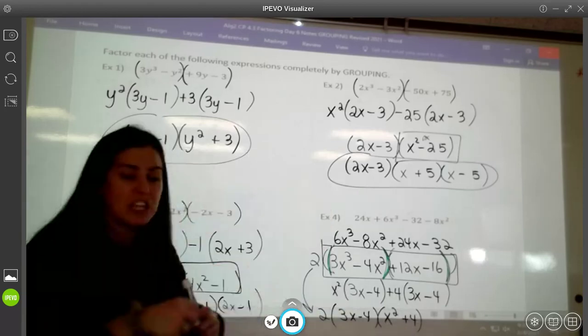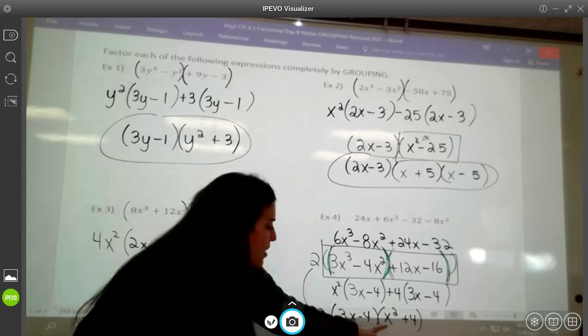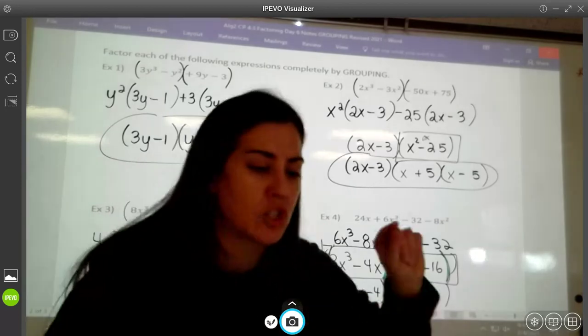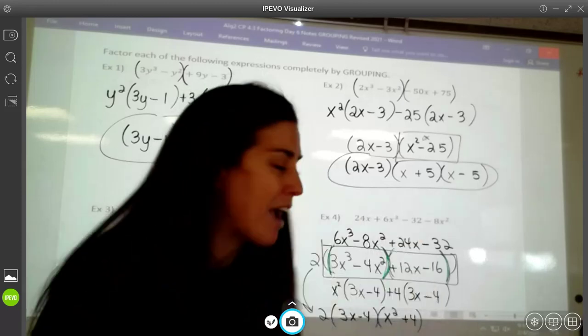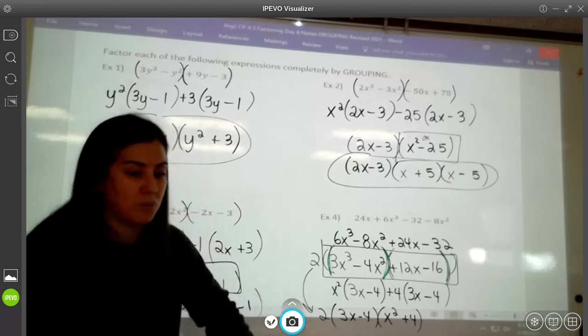Then we would check to see if that quadratic expression is factorable again. But that is a square plus a square. It only factors if it's a square minus a square. The sum of 2 squares doesn't factor. So this is completely finished and everything's factored completely.